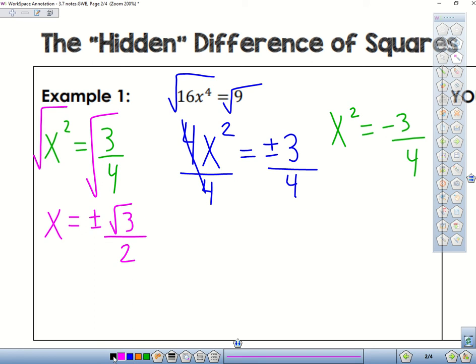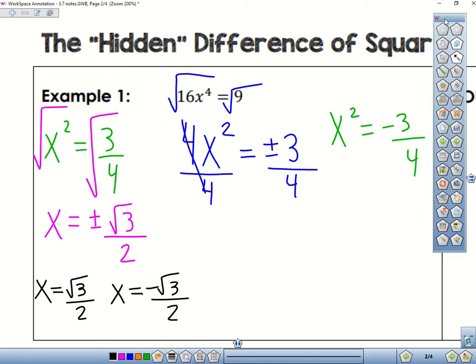And what are the two zeros that this results in? I have to write them separately. x equals positive radical 3 over 2. Good. Negative, yes, good job. So that results in two zeros. But we know that my polynomial is 4th degree, which means that I should have how many zeros? 4. Very good. I should have 4 zeros.